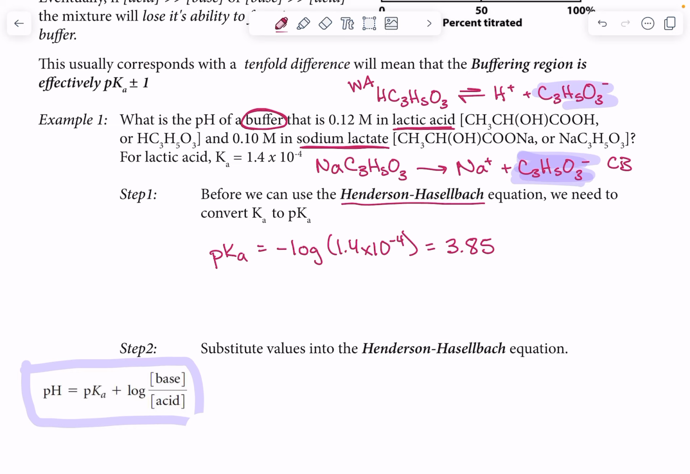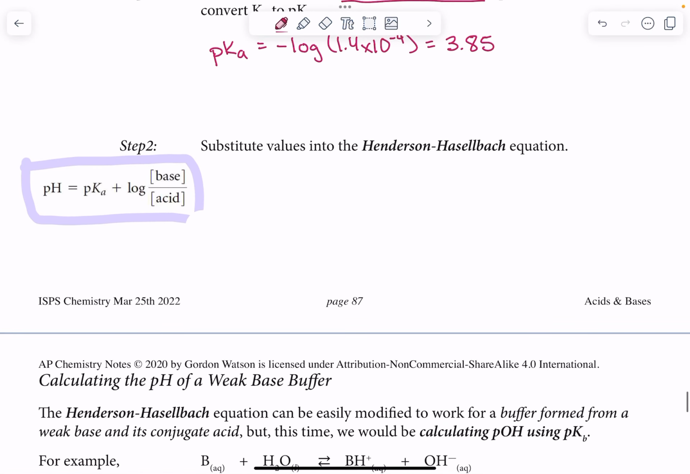Okay, so now that we have our pKa, our question is asking us, what is the pH of this solution? Okay, so now here's where our Henderson-Hasselbalch equation comes in. So we've got pH is equal to the pKa, which we just calculated, so 3.85, plus the logarithm of the ratio of the concentration of our base to our acid. So where do these numbers come from?